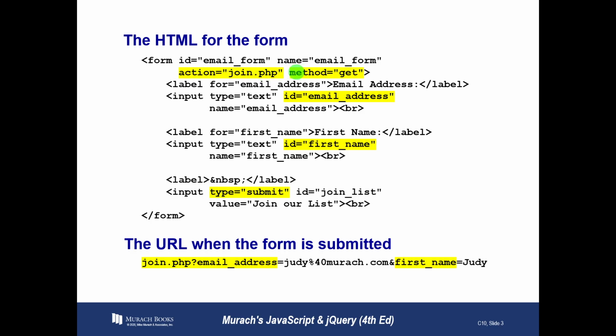And we also need to specify a method that we're going to use to send that data to the server. In this case, we're using get, which is the default for submitting forms, but post is also an option, and post is probably the more secure option. Remember, get allows you to see the information that's submitted in the address bar.